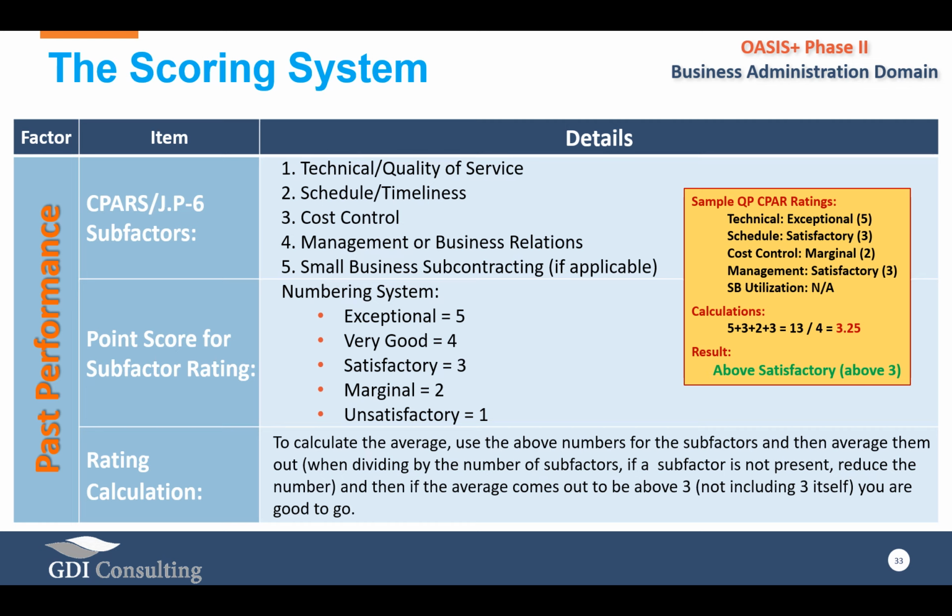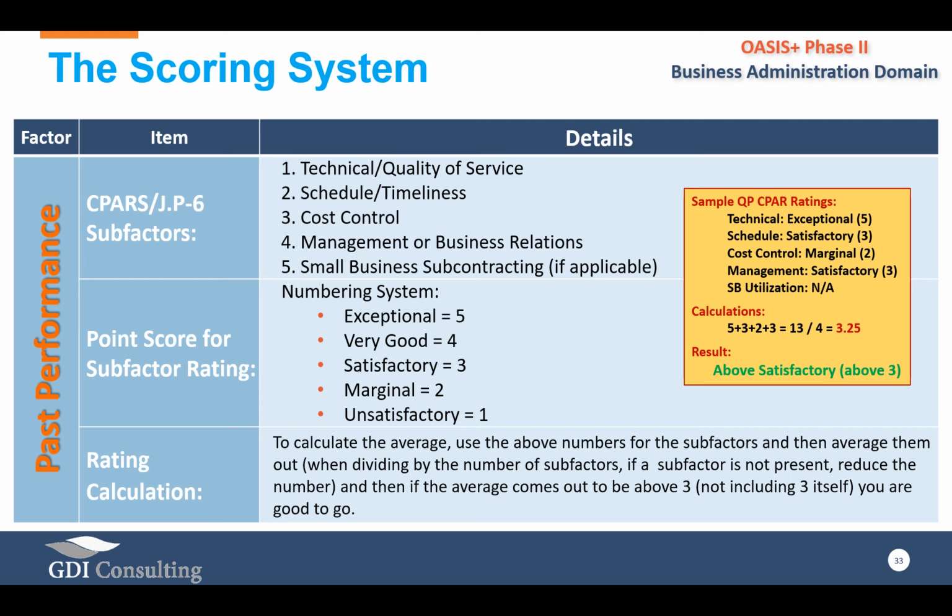Now, the way you calculate your average score is that you give a point score to these ratings. So exceptional is 5, very good is considered 4, satisfactory is 3, marginal is 2, and unsatisfactory is 1. You replace these numbers for the ratings, add them up, and then divide by the number of applicable ones to get the average. If a rating is NA, you don't count that.